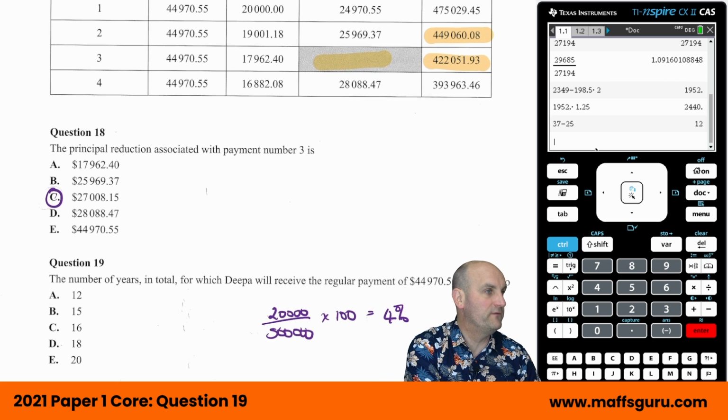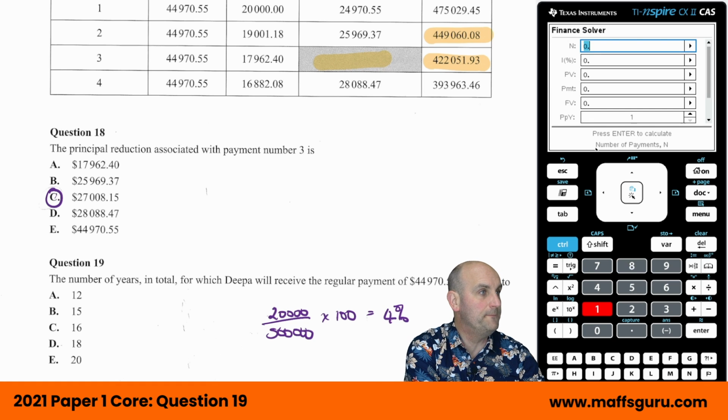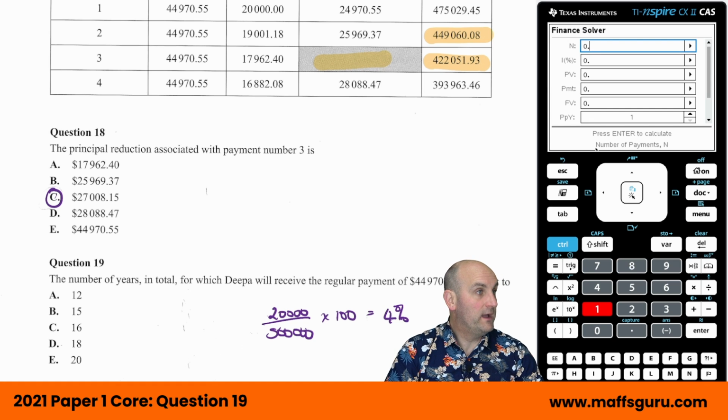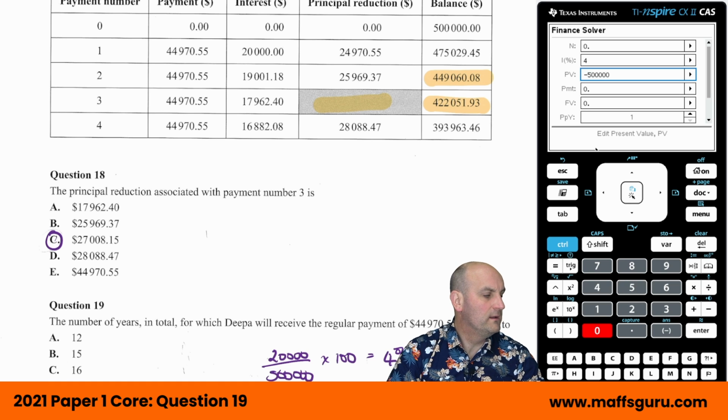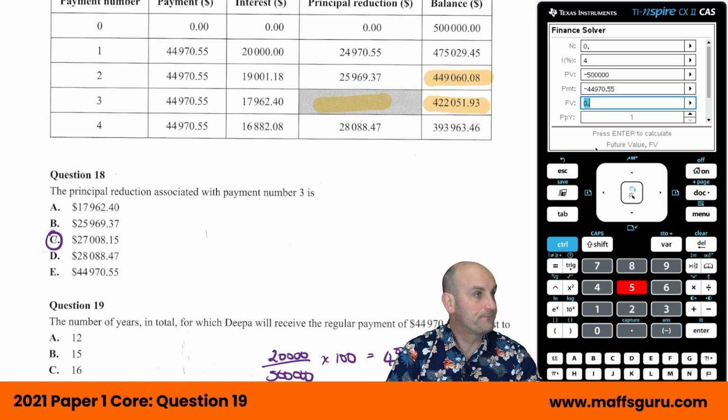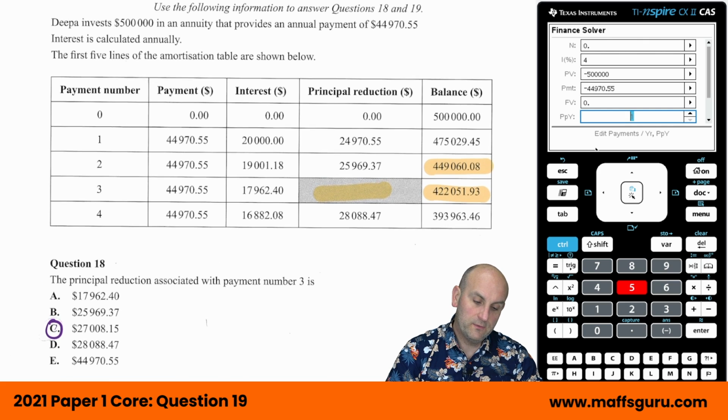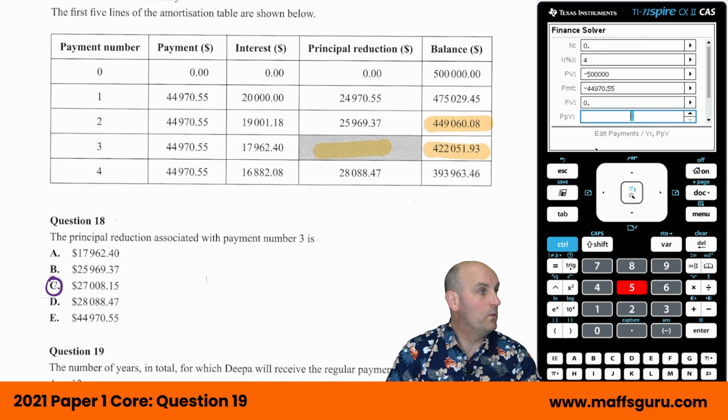Right, well, if we bring up my financial solver, menu 8.1, N is what we're trying to find. The interest rate we said was 4. The principal value was minus 500,000. The payment we were given was minus 44,970.55. Our future value was going to be 0. Our payments per year were going to be annual payments, so 1. So tab, tab, tab, and go back to begin.